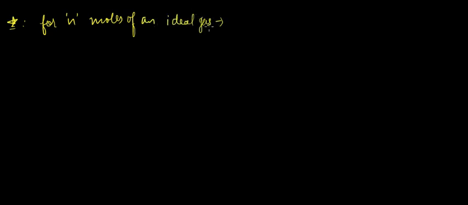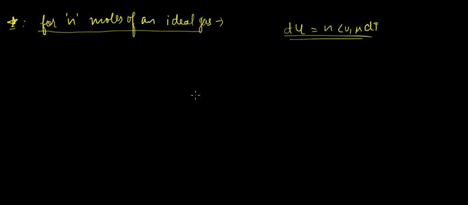Okay, hi guys. So we'll be continuing on seeing more on the internal energy for an ideal gas. So let's continue on that. For n moles of an ideal gas, we can write that dU would be equal to n Cv,m dT. Please remember that this form is only and only applicable for an ideal gas.